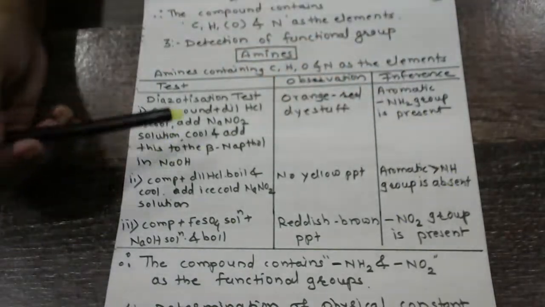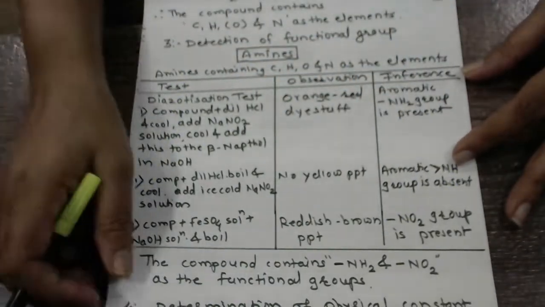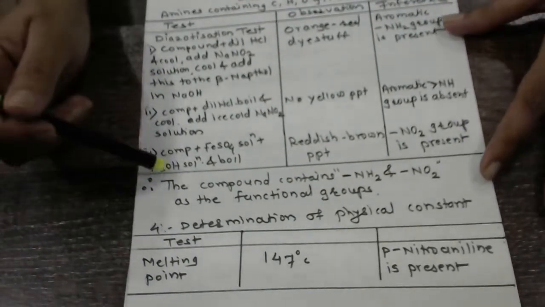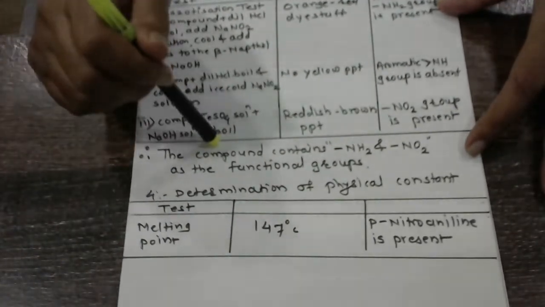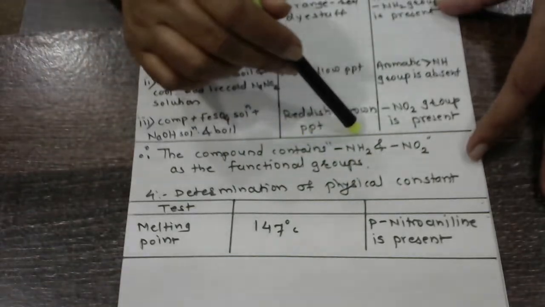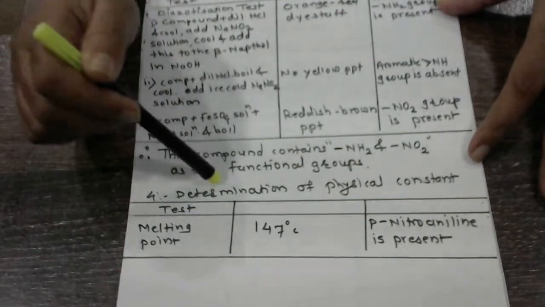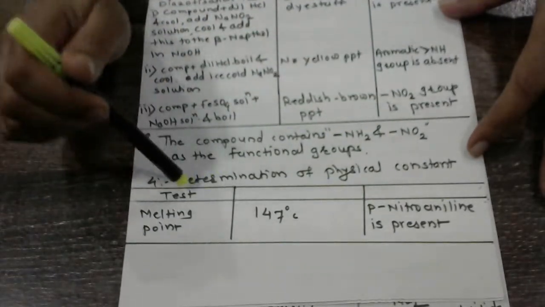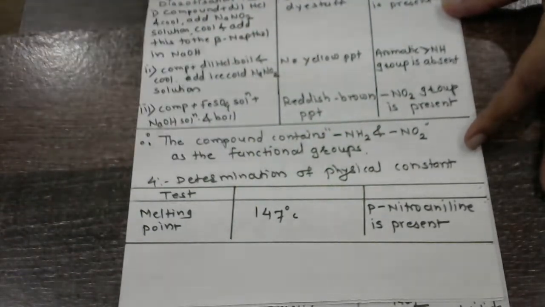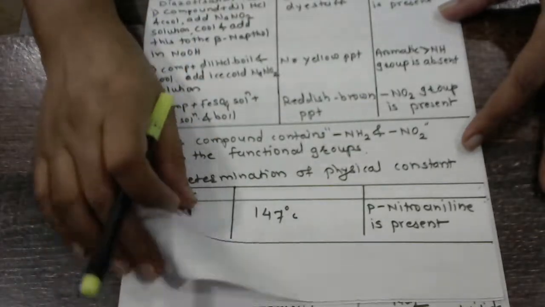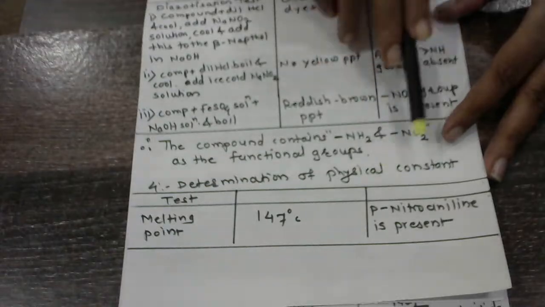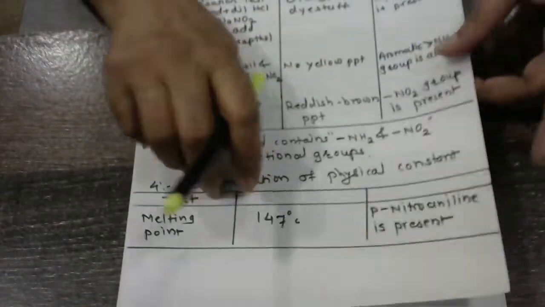Now guys, again here we have two functional groups. So from this observation we can say that the compound contains dash NH2 and dash NO2 as the functional groups. Then go for the test, determination of physical constant. We get 147 as the physical constant, which is the melting point of para-nitroaniline. Hence we can say that para-nitroaniline is present.